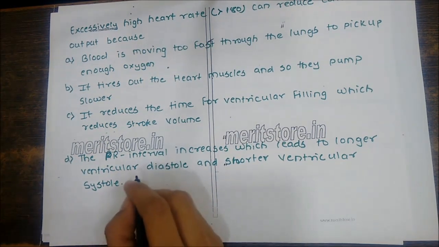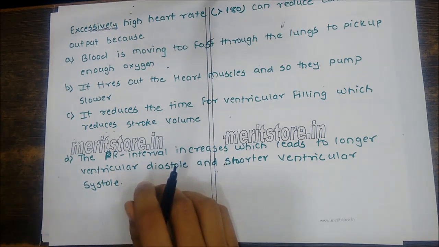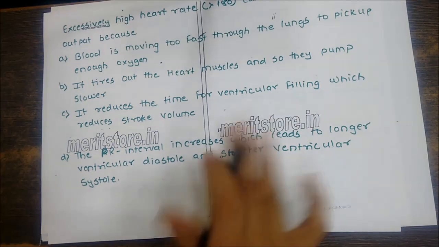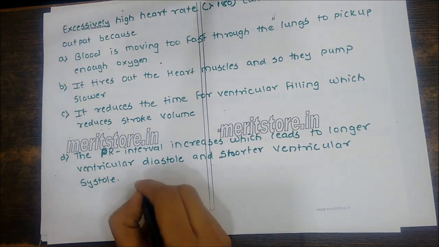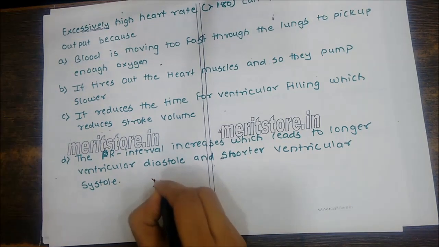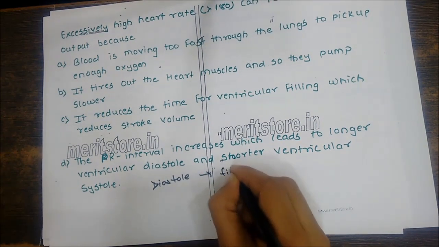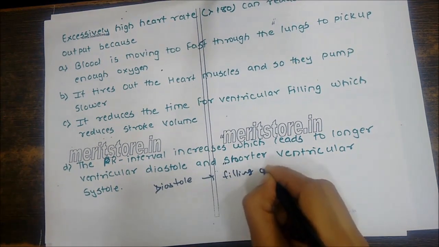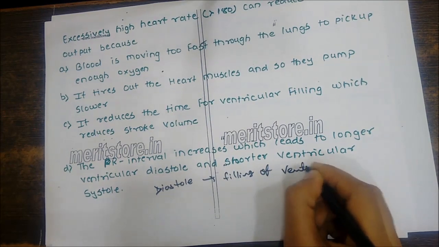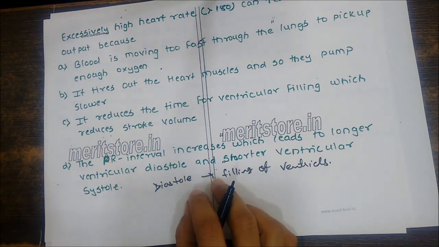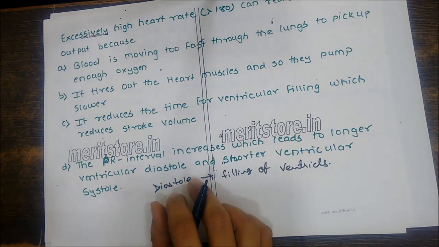As we know, we can calculate the cardiac output by the number of beats per minute multiplied by the stroke volume. During diastole, the filling of the ventricles occurs. In the first part of time, it fills the first third period of diastole.